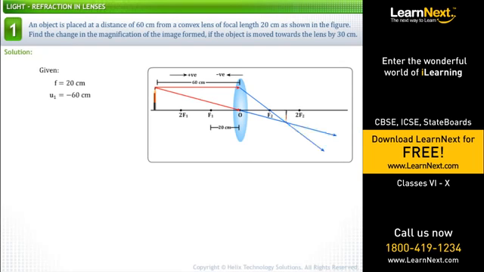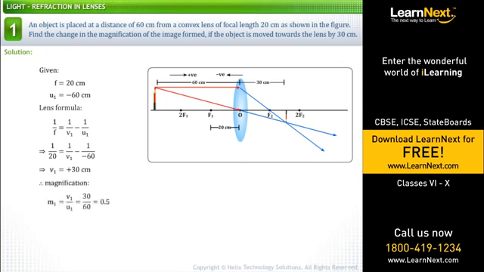You can calculate the image distance v1 using the lens formula 1 divided by f is equal to 1 divided by v1 minus 1 divided by u1. On substituting the values and simplifying, image distance is 30 centimeters. You can find the magnification m1 as the ratio of image distance to object distance, which is equal to 0.5.